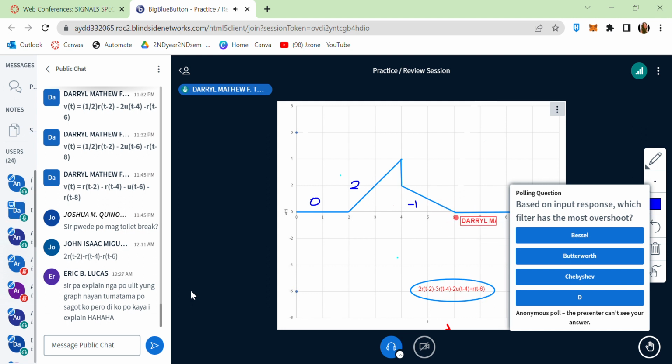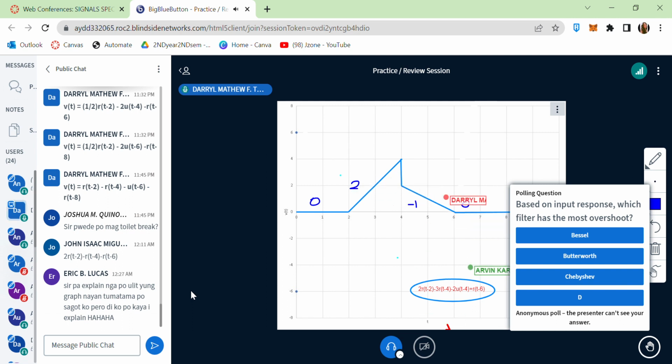And then finally, pagdating naman natin at t equals 6, nag-0 ulit yung slope natin. So ano yung ramp function na pwede pumasok at t equals 6 para mag-0? So yung minus 1, kailangan maging 0. So simply, that would be r(t minus 6). Kasi yung slope na idadagdag niya to this one would simply be 1. So negative 1 plus 1 becomes 0.